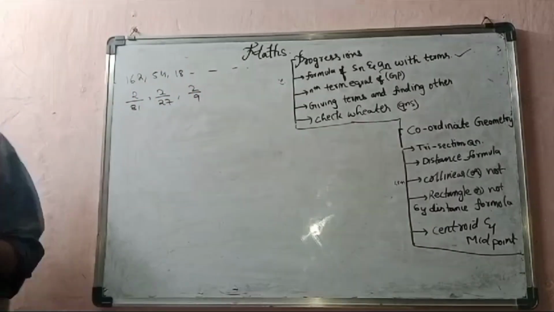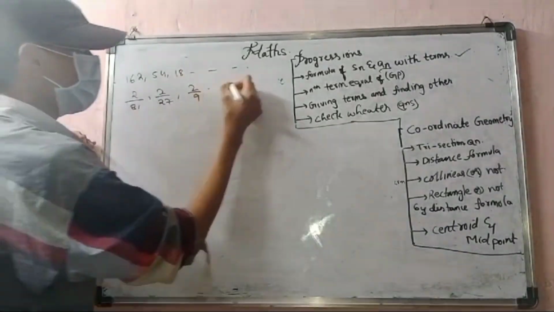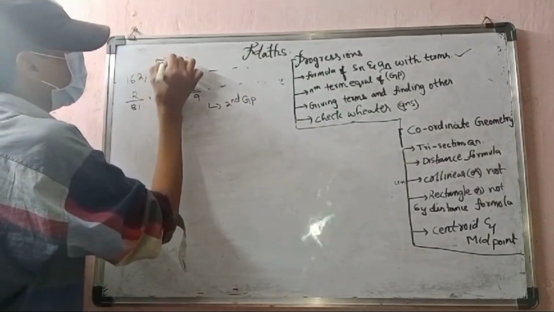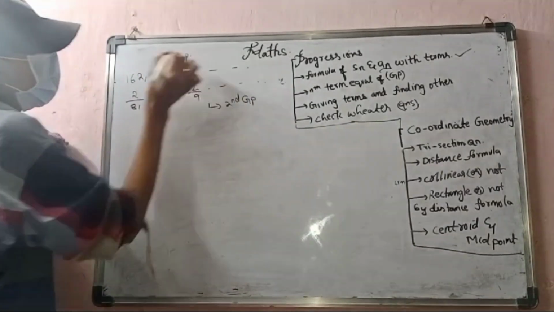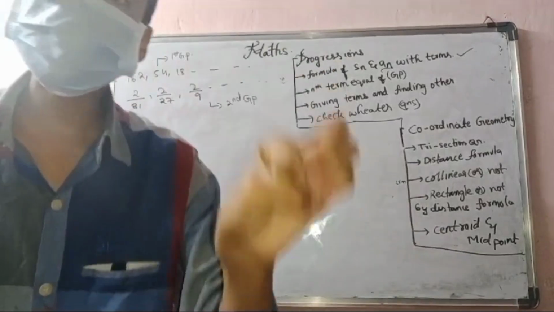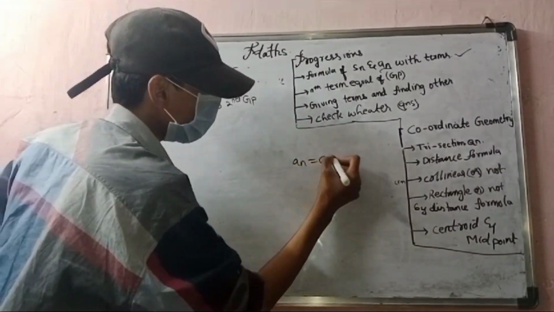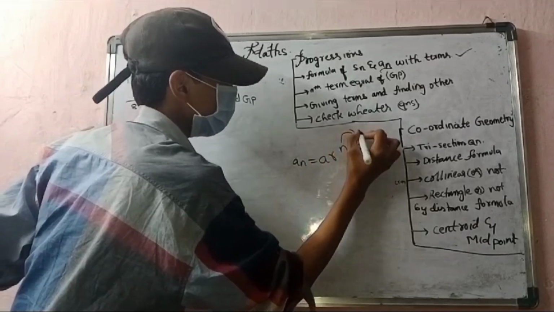I wrote correct. So 2 by 81, 2 by 27, 2 by 9, and so on. This is the second GP, and this is the first GP. So what is GP? Geometric progression. What is the standard formula of geometric progression? An equals a r power n minus 1. Here n is nothing but the number of terms.